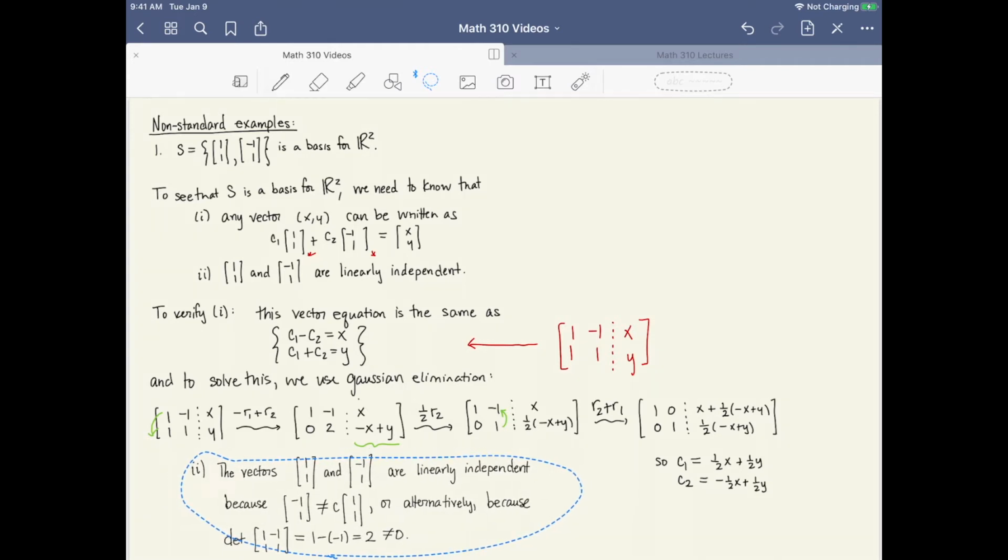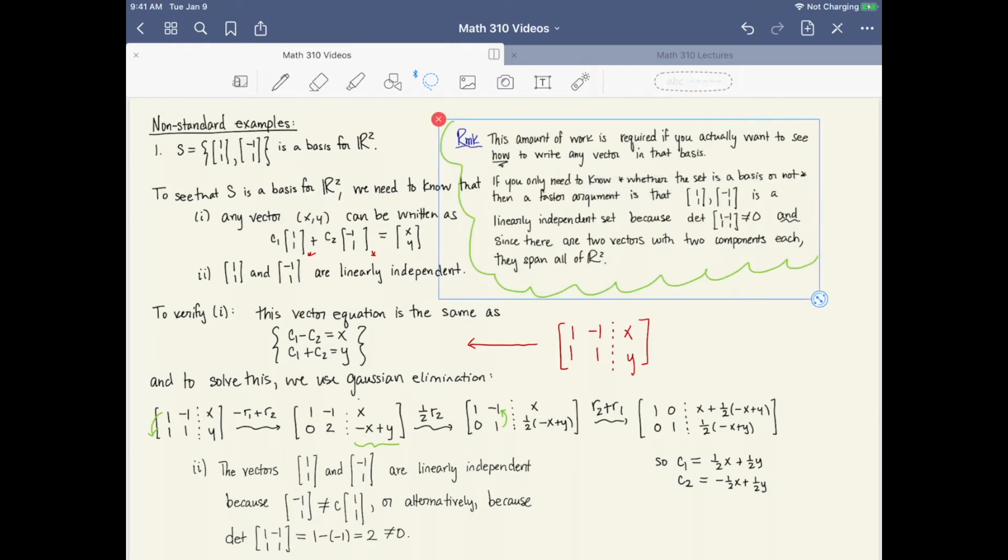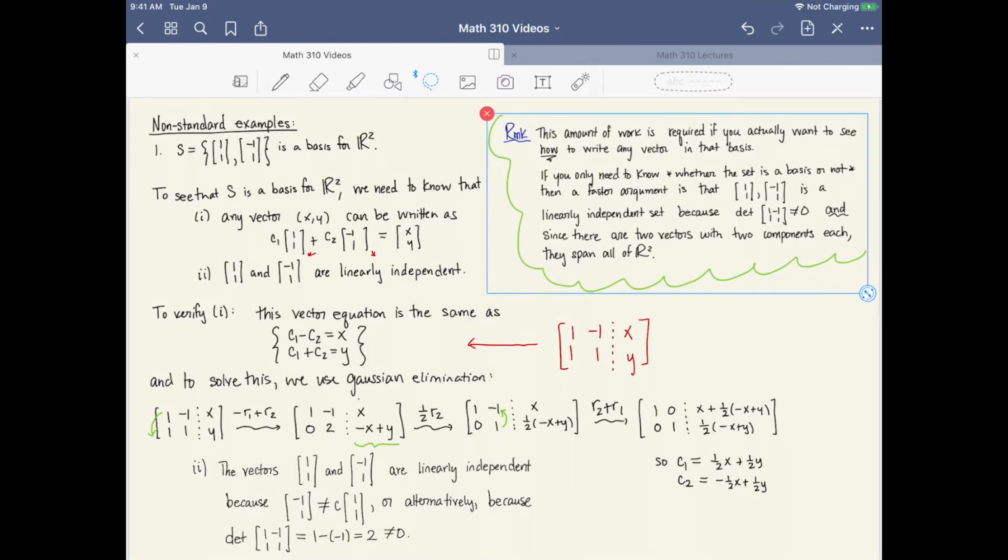And so what we've established is that these 2 vectors do indeed form a basis for R2, just not the standard one. So to summarize, in this example, we did a little bit more work than was strictly necessary. We were given 2 vectors in R2. The quickest way to answer the question, are they a basis, is just to see whether they're linearly independent or not. If you have 2 independent vectors in R2, they're going to span all of R2.